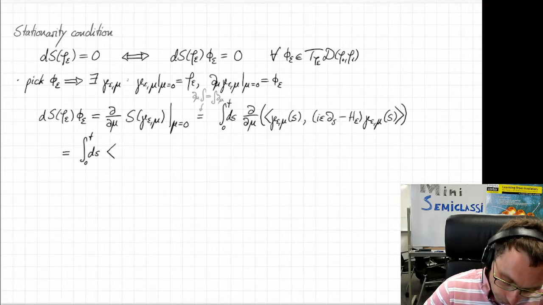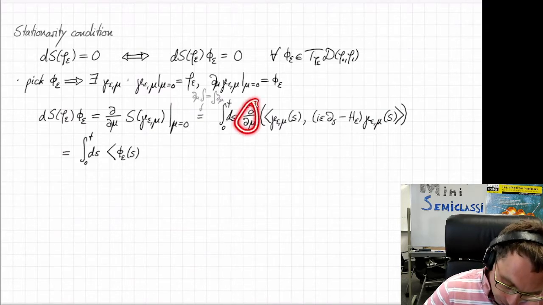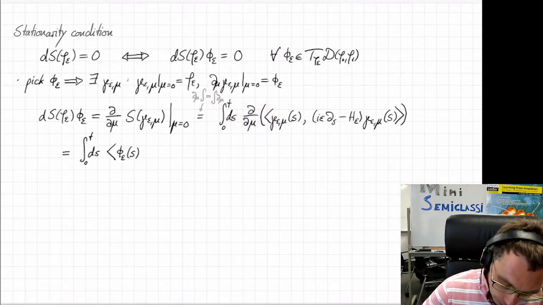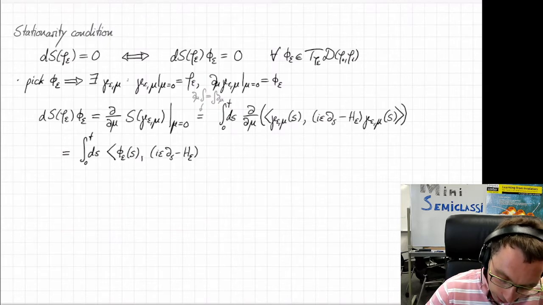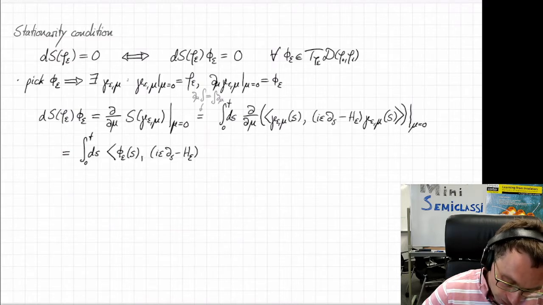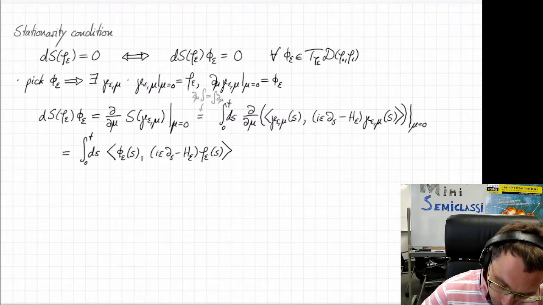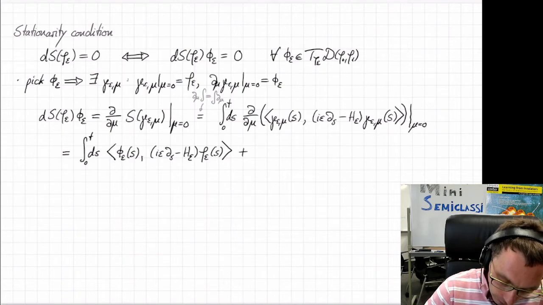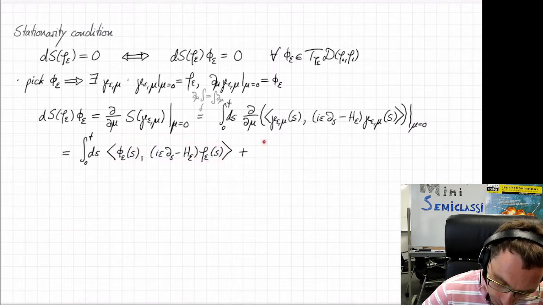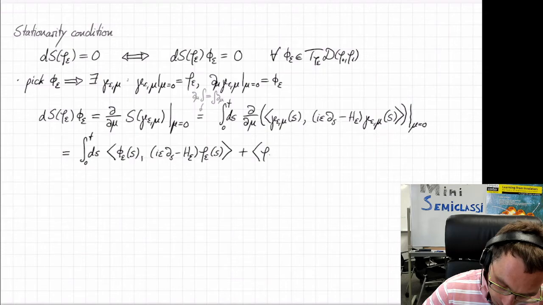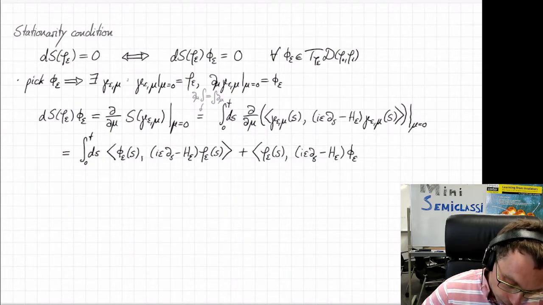So I get two terms. First, I get phi epsilon of s, which comes from taking the derivative of the first argument. And then I just have to copy the second argument, I epsilon ds minus h epsilon applied to, and of course I evaluate the whole shebang at mu equals 0. And if I do this for the right argument, I'm just getting phi epsilon of s. And for the second term, this guy and this guy just trade places. So here I have the non-tangent phi epsilon on the left, and I have the tangent phi epsilon on the right.